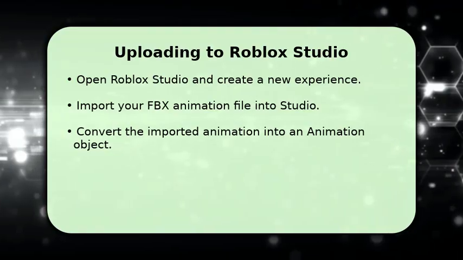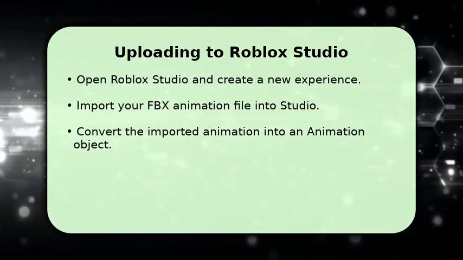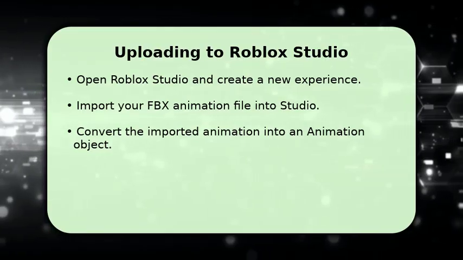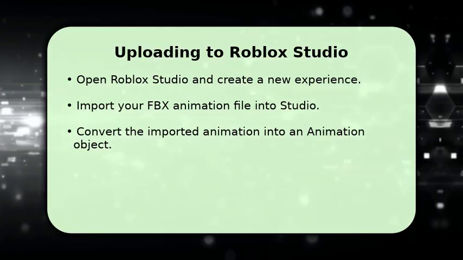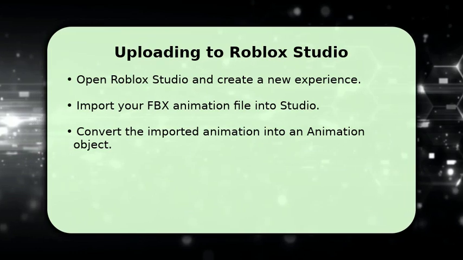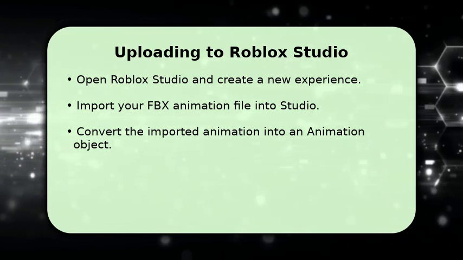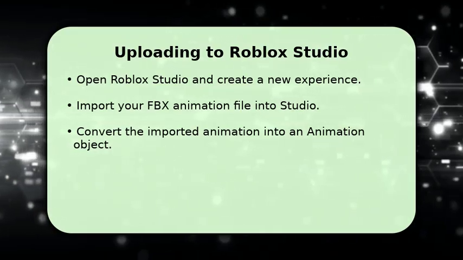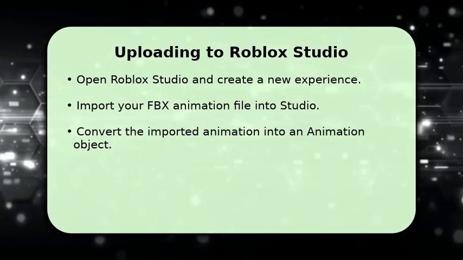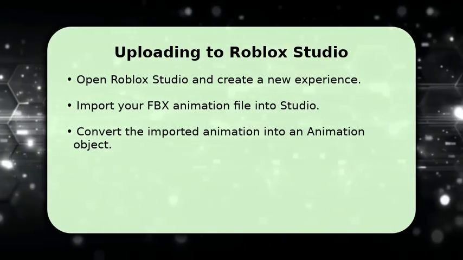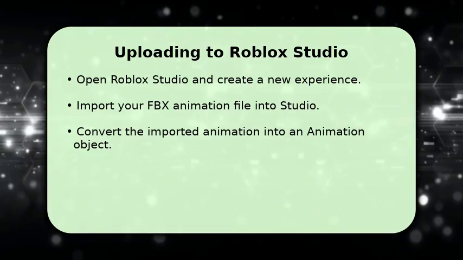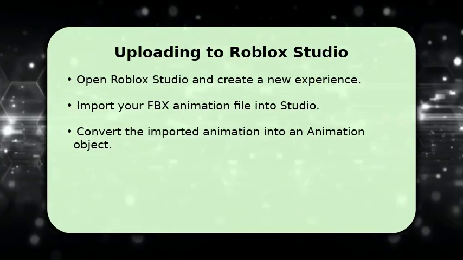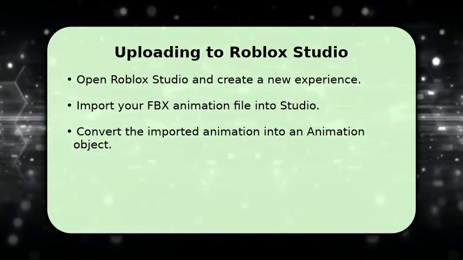Now, let's get your animation into Roblox Studio. Open Studio and either create a new experience or open an existing one. Use the Asset Manager to import your FBX animation file. After importing, you'll need to convert this raw animation data into a proper animation object within Studio. This step is crucial for Roblox to recognize and play your custom movement. Finally, save your animation to the Roblox platform.